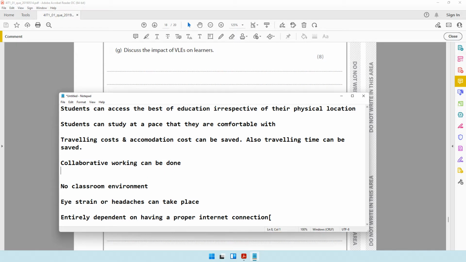They can work together on a project, maybe a presentation. Okay, so this is something that can very easily be facilitated in VLEs. However, when it is in a physical classroom, it might be difficult to facilitate collaborative working. Okay, anything else that we can talk about? I think we do have enough points.